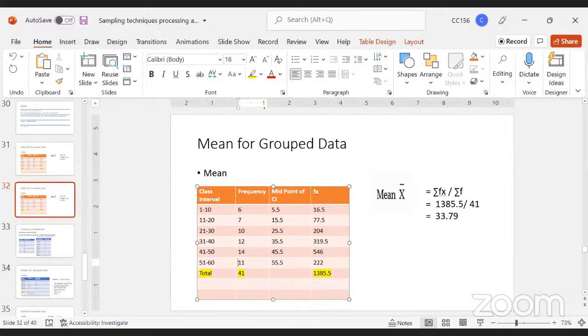Now quickly find the sum of the frequencies: 6 plus 7 plus 10 plus 12 plus 14 plus 11. Put it in the chat box, please. 60. Okay, very nice. So I'm taking 60 as the sum here. Now the class interval is here. Just f into x. For the first, please let me know. Navneeta, 6 into 5.5.